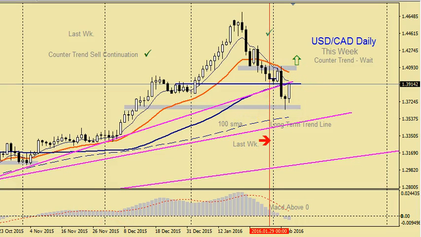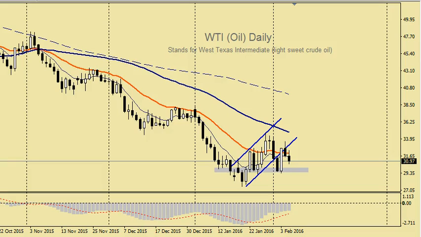Okay, and again, I'm going to switch to the WTI oil daily chart. This stands for West Texas Intermediate Light Sweet Crude Oil. You can see the last couple of days, last week, price on oil went down.